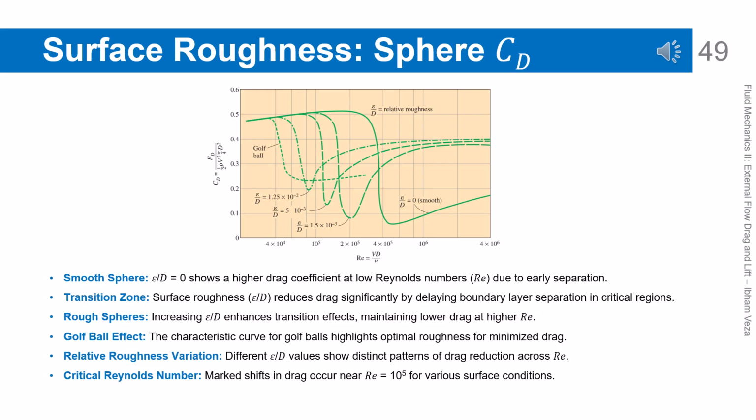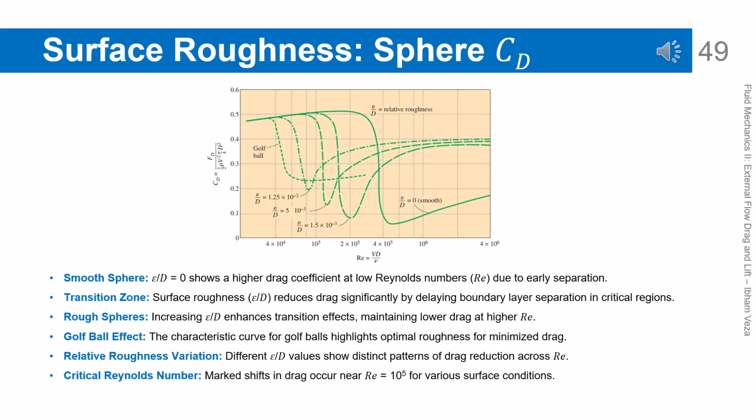For a smooth sphere, the drag coefficient remains high until the critical Reynolds number is reached. With a certain amount of roughness, the boundary layer transition to turbulence occurs earlier and drag drops sooner. A golf ball uses this principle with dimples to achieve minimum drag.